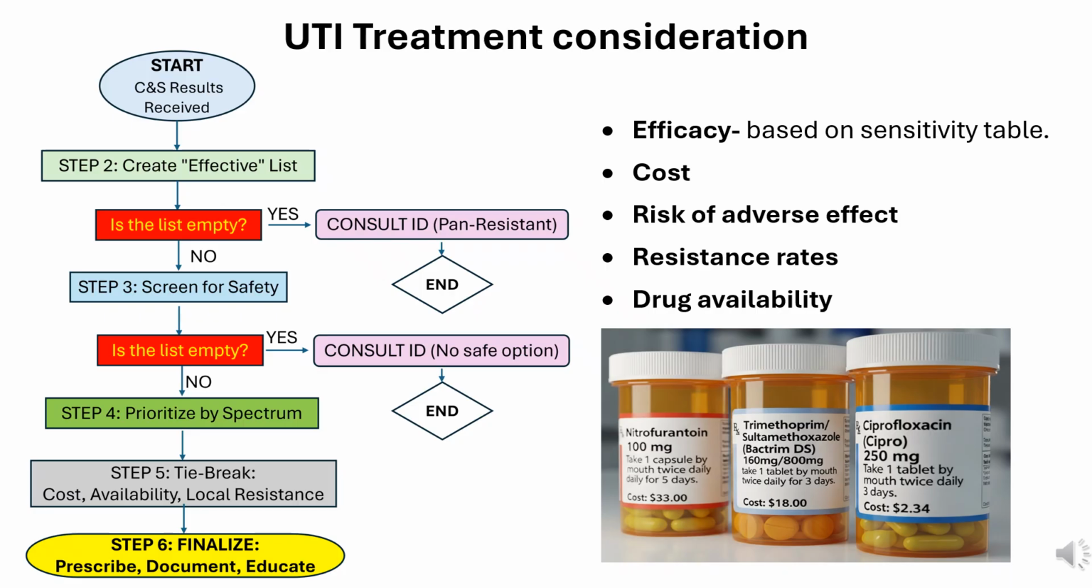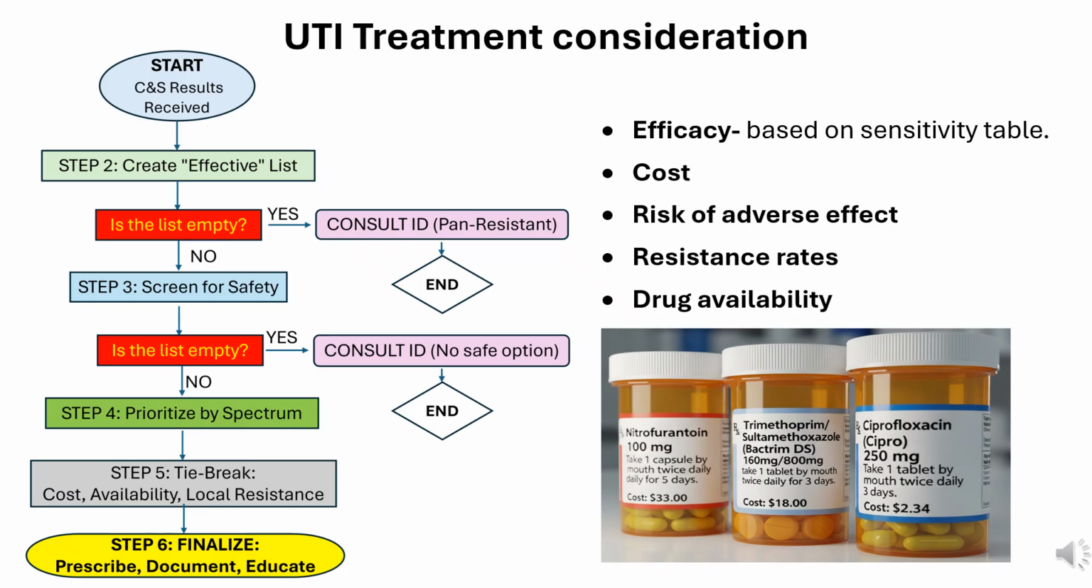Empiric versus directed therapy. If local resistance rates to an antibiotic exceed 20%, it is no longer considered a reliable option for empiric therapy. For directed therapy, a result of S overrides the local rate for that patient, but the rate should still inform your choice to avoid promoting further resistance.